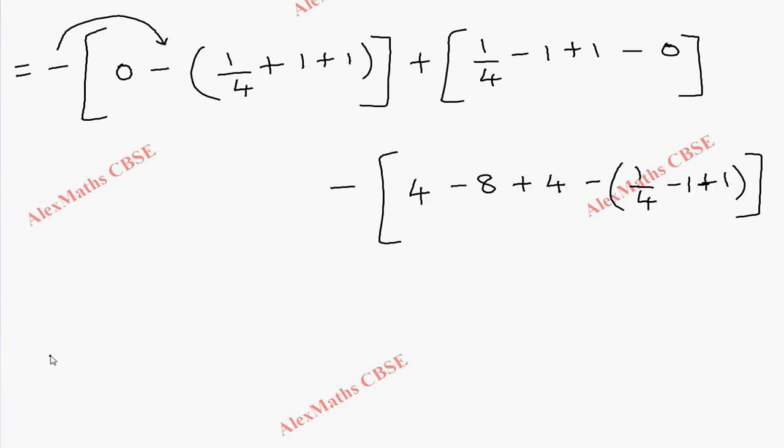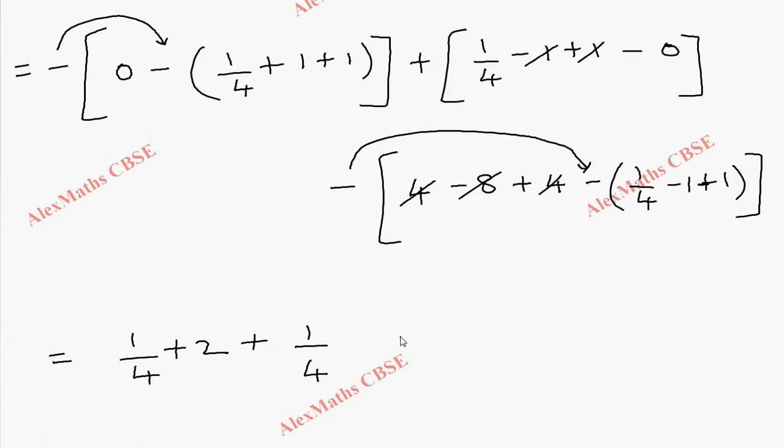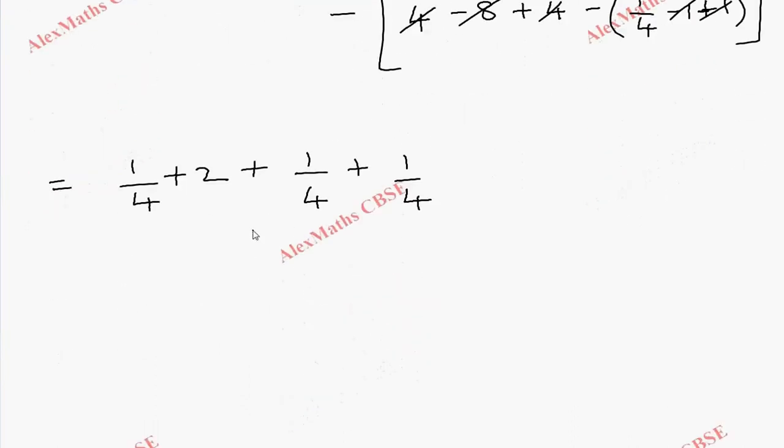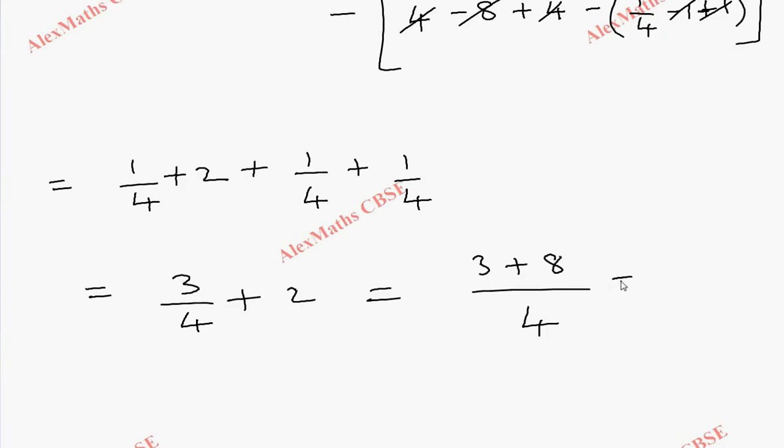It will become positive. So 1 by 4, we can add 1 plus 1, that gives 2. Here we can cancel these 2. We are left with 1 by 4. Then 4 plus 4 is 8. 8 minus 8, everything gets cancelled. And we can make this as positive. So plus 1 by 4, and we can cancel plus 1 and minus 1. So we have only 1 by 4 left. Totally, there are three 1 by 4, which is 3 by 4 plus 2. We take LCM, which is 4. So here 3 plus 8 is 11. Totally this is 11 by 4.